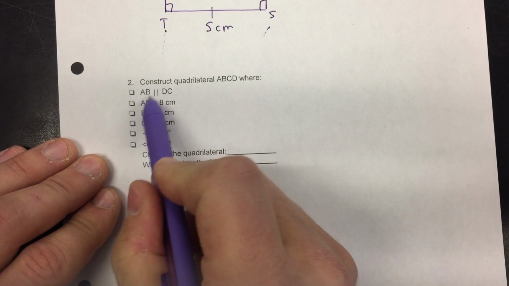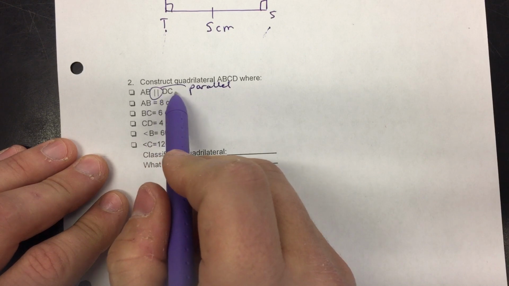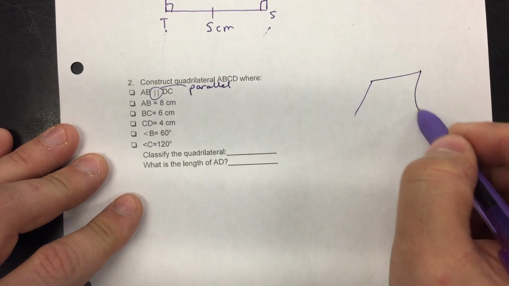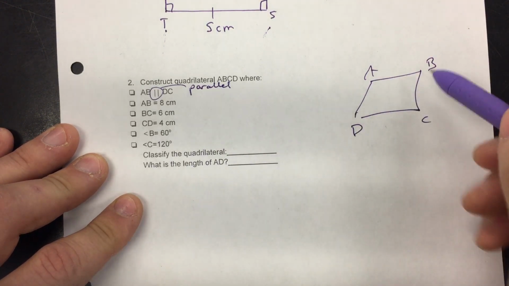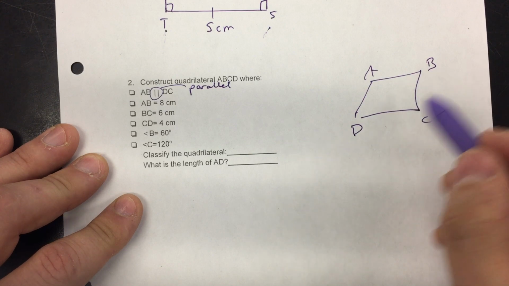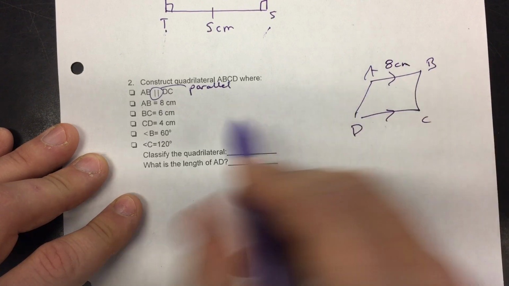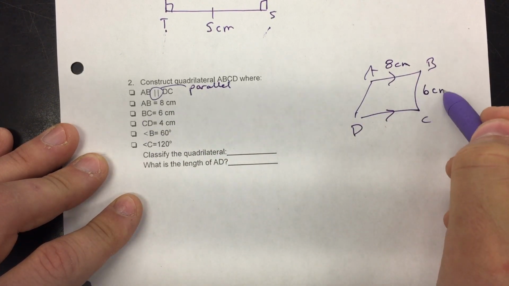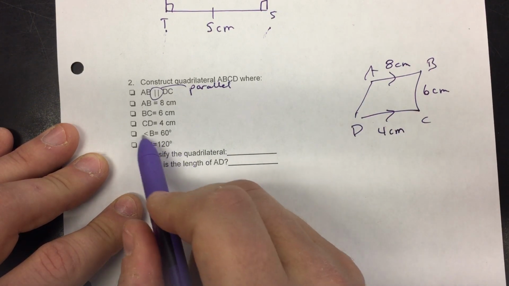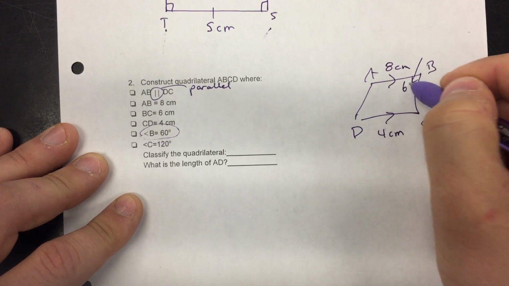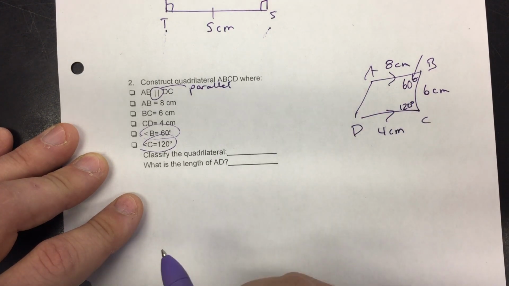In question 2, this sign here means parallel. So AB is parallel to DC. I'm just going to construct my quadrilateral ABCD over here. And I know that AB, this one, has to be parallel to DC. So these two are parallel. AB is going to be 8 centimeters long. BC is going to be 6 centimeters long. CD, this one here, is going to be 4 centimeters long. Angle B, this one, is going to be 60 degrees. And angle C, which is this one, is going to be 120 degrees.